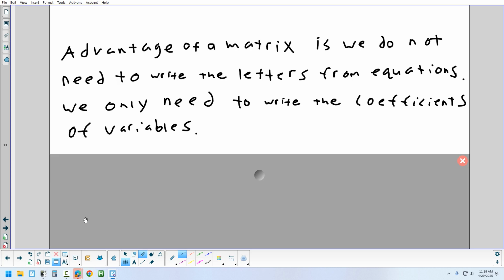And just remind me again, what does coefficient mean? It's the number next to the letter. Right, the number that's in front of the letter. So that's what's going to be important. The numbers in front of the letters and the numbers on the other side of the equal sign. We're going to need those too.